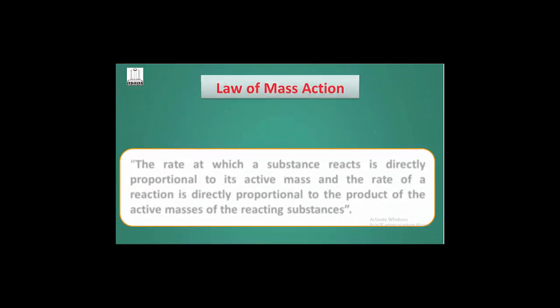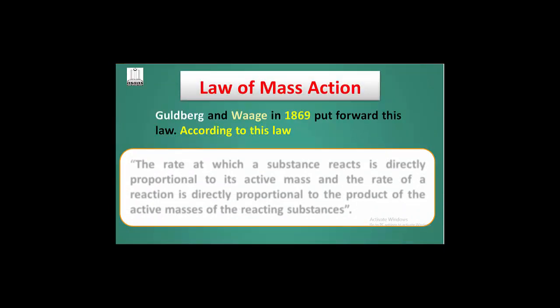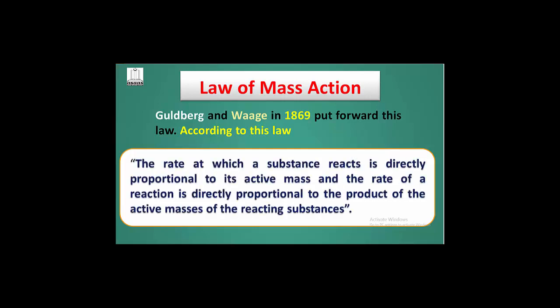Guldberg and Waage in 1869 put forward this law. According to this law, the rate at which a substance reacts is directly proportional to its active mass, and the rate of reaction is directly proportional to the product of the active masses of reacting substances. Dear students, this law is very simple to understand. There is a direct relationship between rate of reaction and active masses of reacting substances.